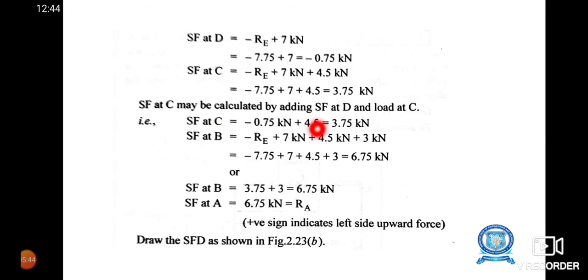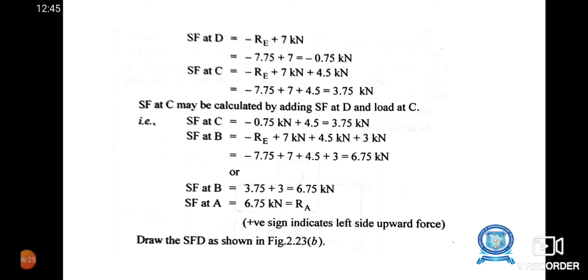We got the shear force at C, that is 3.75 kilonewton. Next, shear force at B point: minus RE plus 7, that is the point load, 4.5 plus 3. 3 will be acting on the point B. So we got the answer of 6.75 kilonewton. Next, shear force at A point is 6.75 kilonewton. That is the reaction force at A point. So that will be the shear force at A point. Positive sign indicates left side upward force. So we are using the positive sign.